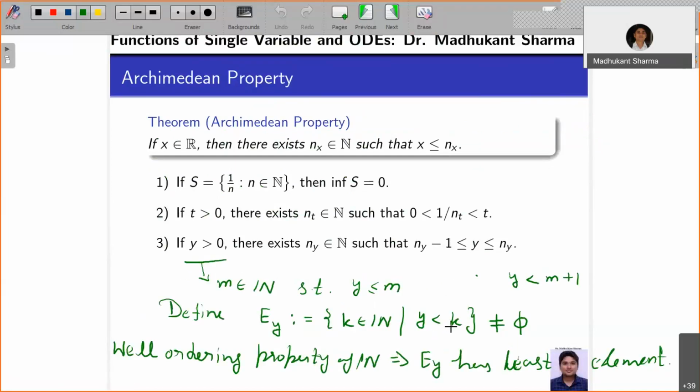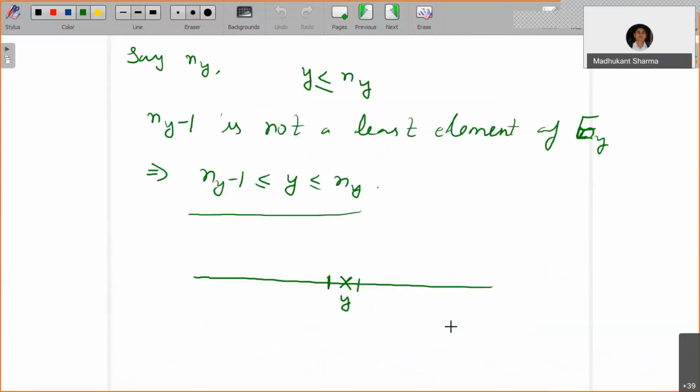Right? So if I want to go on the real line, n_y is the least element. This is your n_y, then n_y plus 1, n_y plus 2, and so on. So the least element means the very next natural number to y. So if you take n_y minus 1, it is either sitting on the left of y, or it may be sitting on y itself, right?